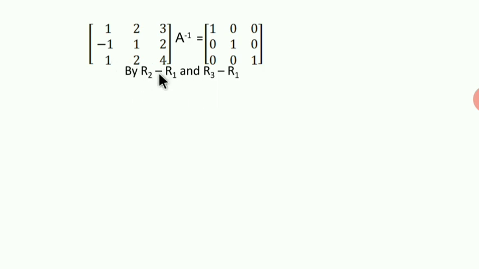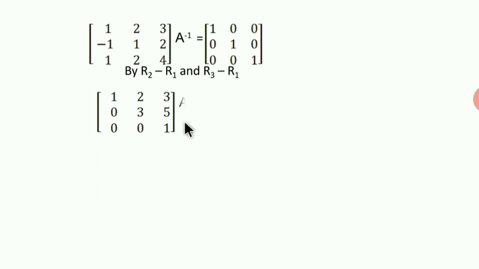Make here correction, students: R2 plus R1. So we get the matrix 1 2 3, first row as it is. Minus 1 plus 1 is 0, 1 plus 2 is 3, 2 plus 3 is 5. Now R3 minus R1. So 1 minus 1 is 0, 2 minus 2 is 0, 4 minus 3 is 1.